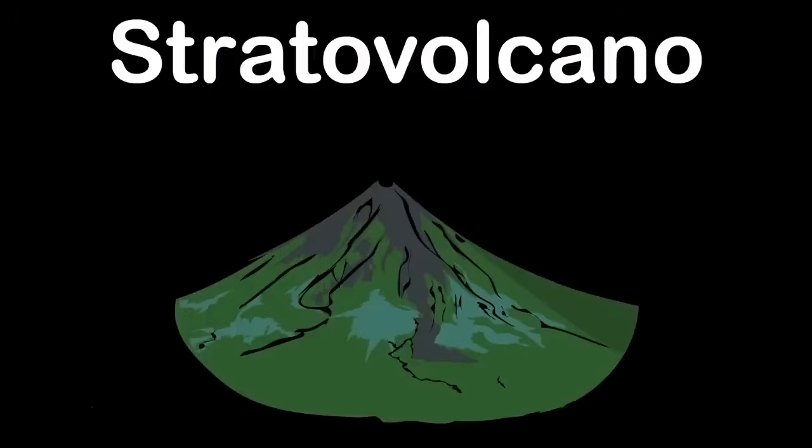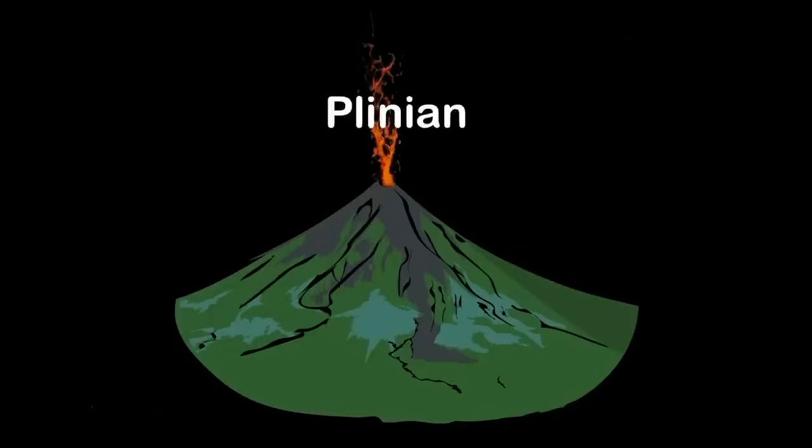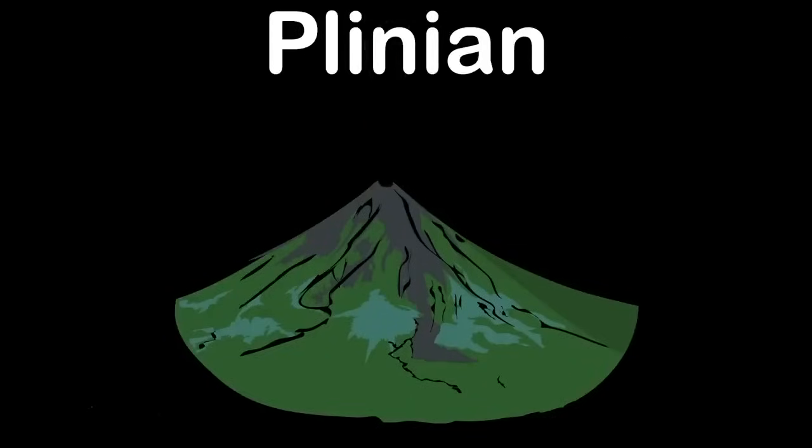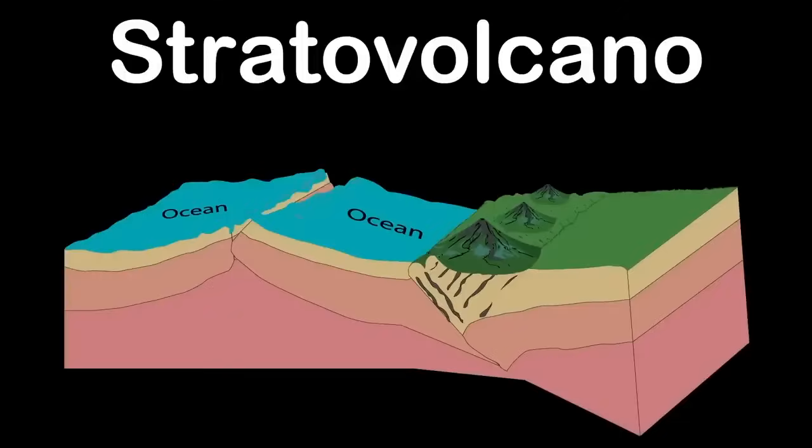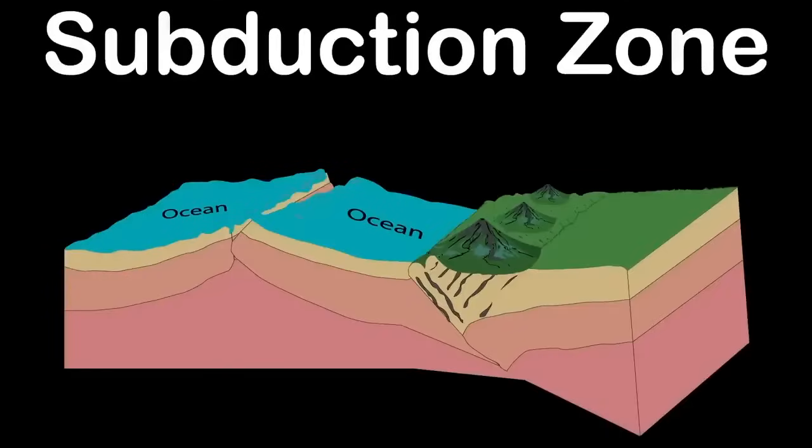The stratovolcanoes are the most destructive. Their common type of eruptions are called Plinian, which is highly dangerous and explosive. Stratovolcanoes are most commonly found in subduction zones. I'll explain what this is in this animation that is shown.